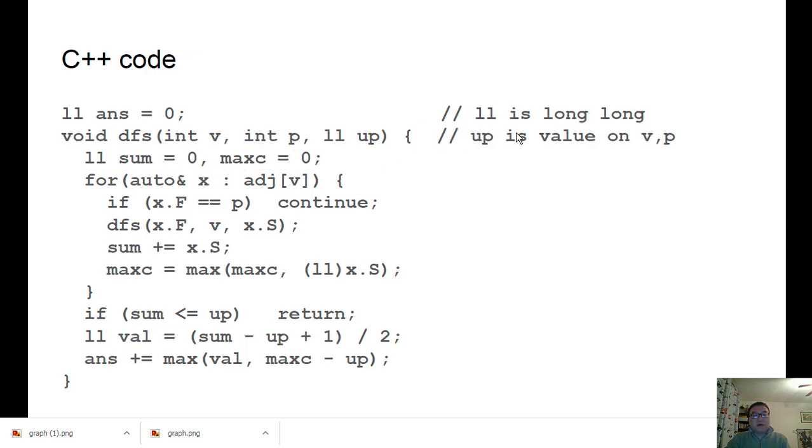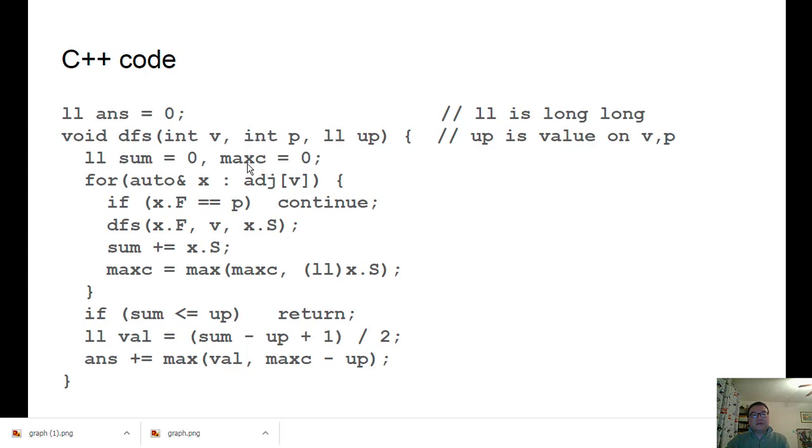But the overall code, the outer reading of data, is pretty standard. I use a global variable to keep track of the answer, so how many new paths are needed for each subtree. The DFS has the node V and the parent of V, and I also pass in the value on the edge between V and its parent, because I need that information to decide how many paths are needed. Then I have two variables, sum and max C.